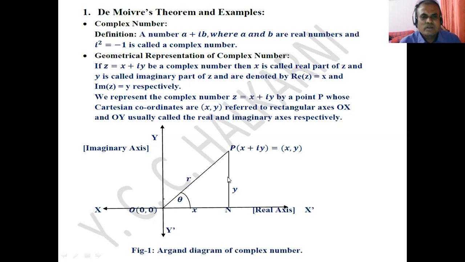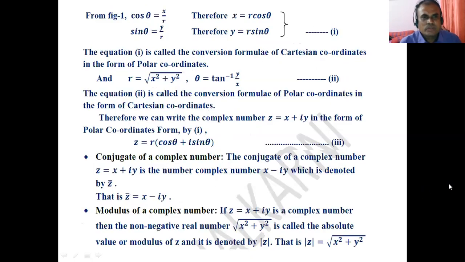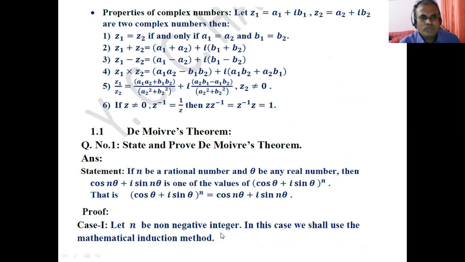So this is the relation between the Cartesian coordinates and polar coordinates. Now from figure 1, these are the relations we have explained already. Cos theta is equal to x upon r, and therefore x equal to r cos theta, and sin theta equal to y upon r, therefore y equal to r sin theta. Now these are the conversion formulas. Equation 1 is called the conversion formula of Cartesian coordinates in the form of polar coordinates r and theta.